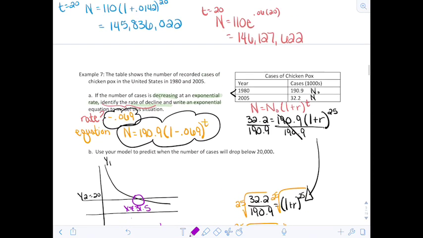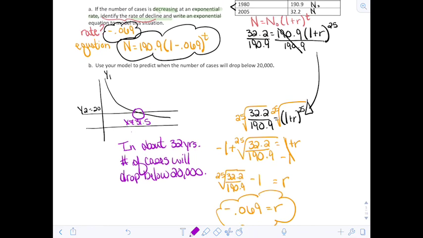Okay, so that takes us through these notes of exponential functions.